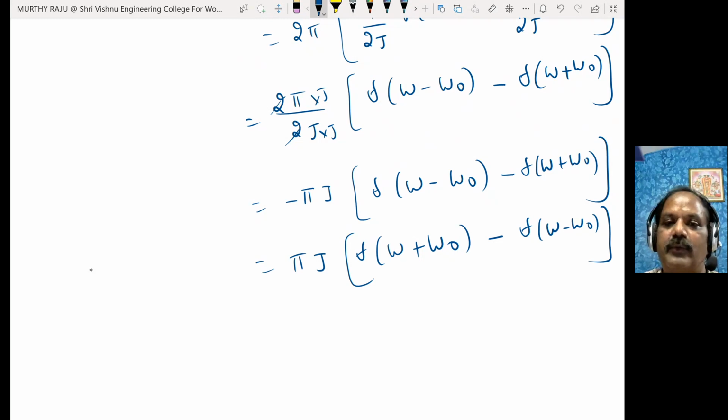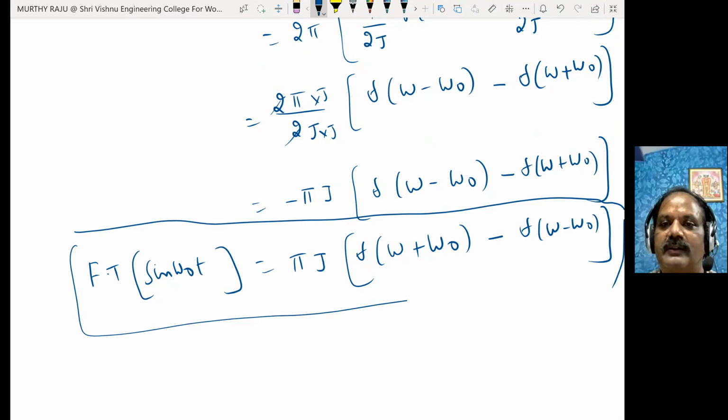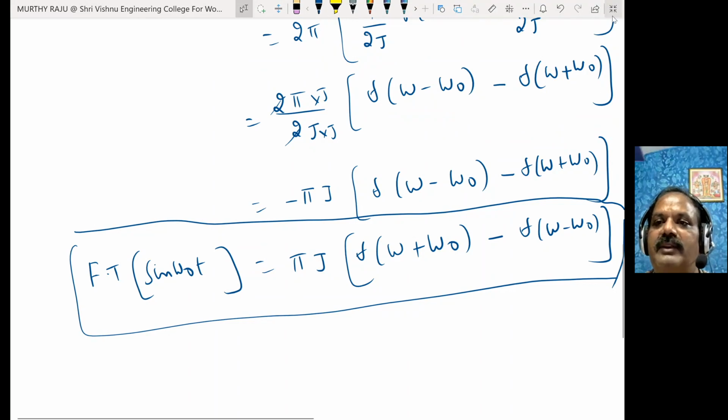This is the Fourier transform of the sinusoidal signal. Fourier transform of sin omega naught t is equal to pi j times delta of omega plus omega naught minus delta of omega minus omega naught. With this, the analysis is completed.